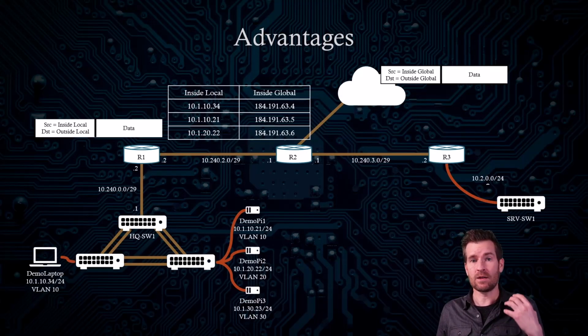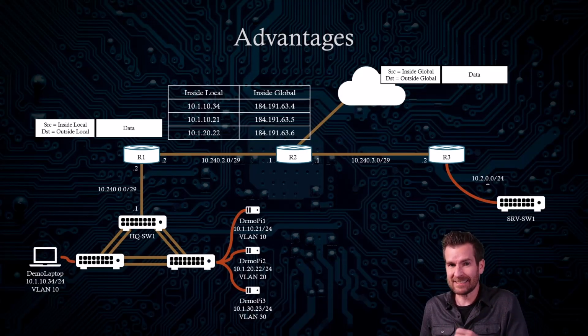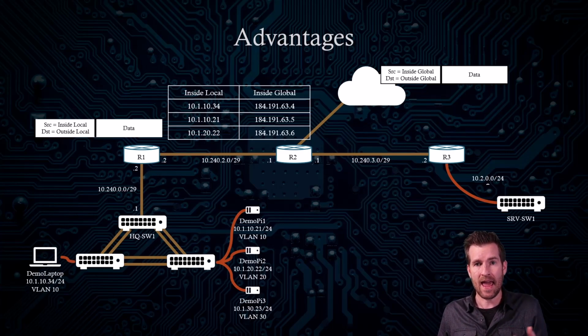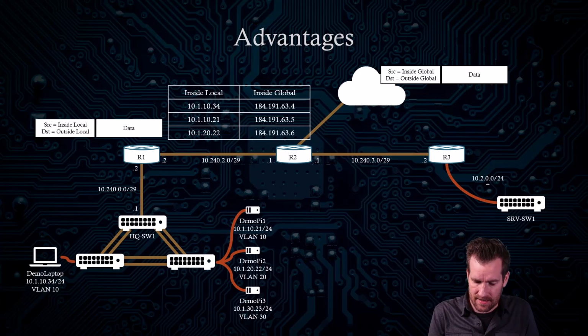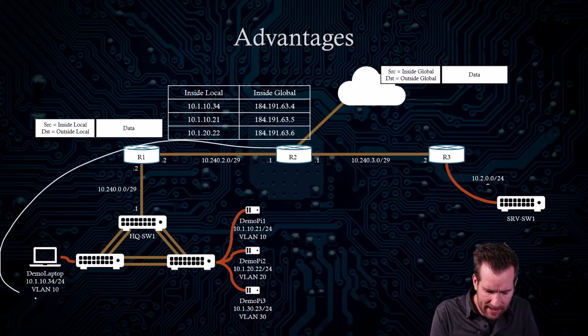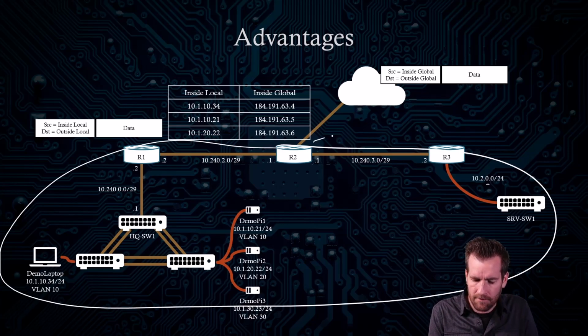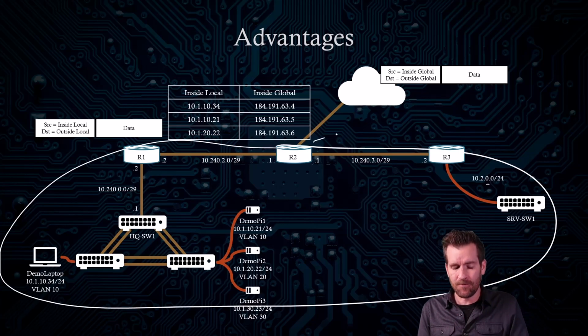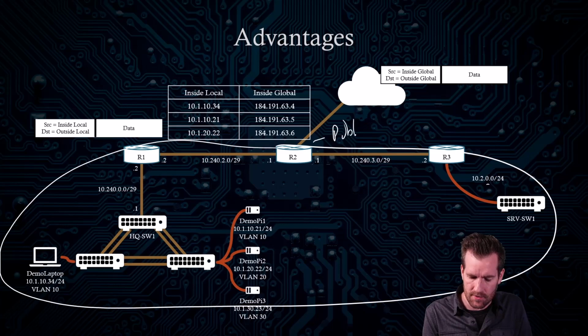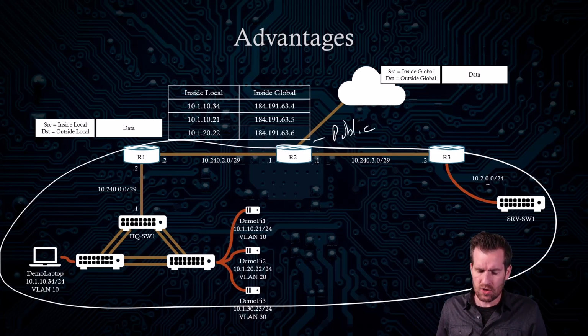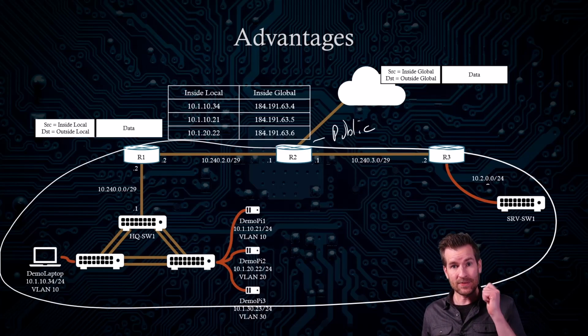RFC 1918 was really a way to be able to stretch IP version 4. We're running out of public addresses, and what this does is it allows us, even though we have a lot of different IP addresses within our network, to only need a few public addresses on the outside world to facilitate this communication. So that's why it was created. But there are several other benefits to this as well.